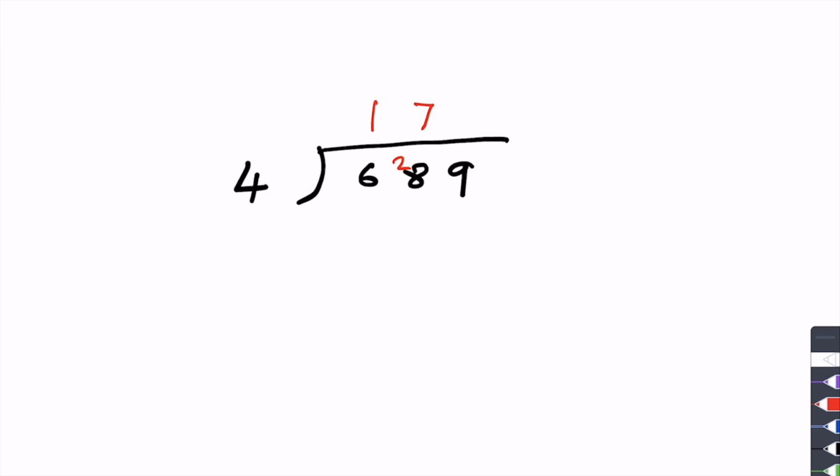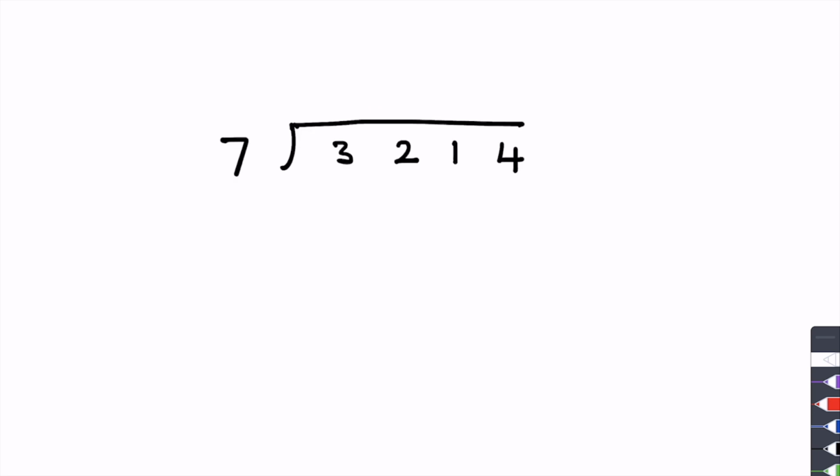And then I ask myself, how many 4's go into 9? And the answer is 2. 2 times 4 is 8, remainder 1. Let's try this question. So 7's into 3 clearly doesn't go, so we move the carryover over there. And then we say, how many 7's in 32? And we have 4 7's in 32, because 4 times 7 is 28, which gives me a remainder of 4.